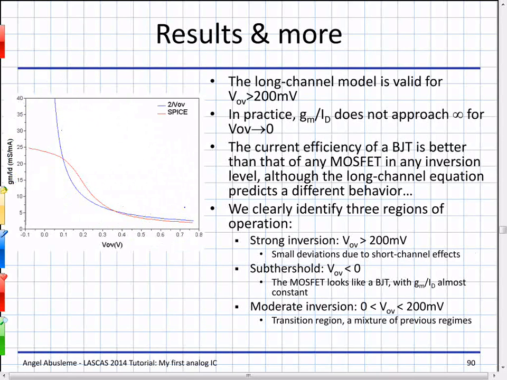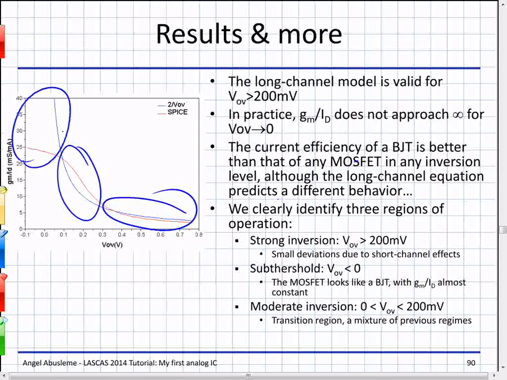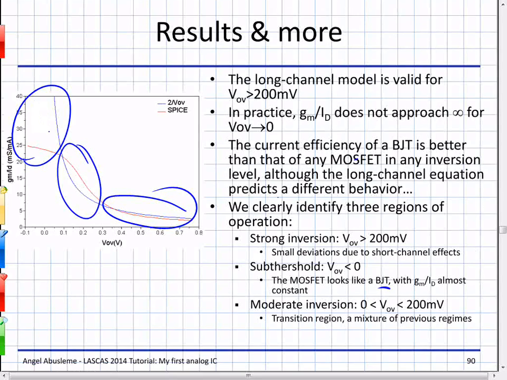Okay, this region here with high VOV is strong inversion. Here, the MOSFET behaves as a MOSFET, with the square law and all that. Then we have a weak inversion operation here. So this is weak inversion, where the MOSFET doesn't follow the equations that well. And here we have a subthreshold operation. And the MOSFET actually looks like a BJT here, this part. So this is more a BJT than a MOSFET.